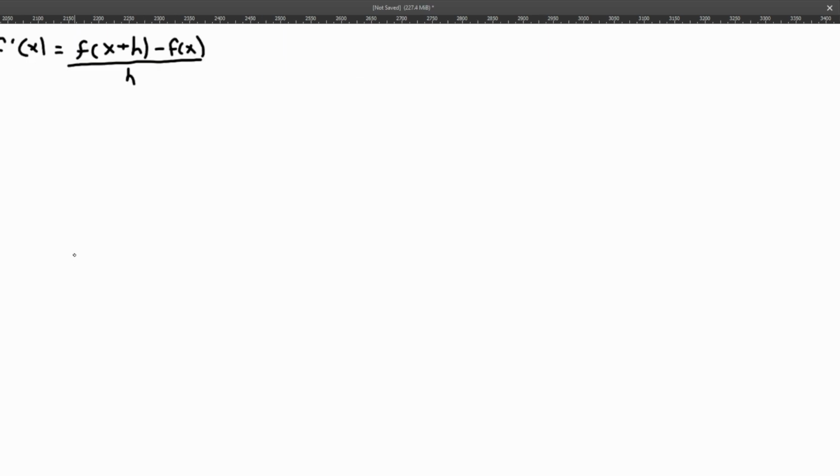Alright everyone, now let's calculate the derivative of a concrete function. Let's say for a function f of x equals x squared. Of course, I forgot to write that this is only correct as h approaches 0.